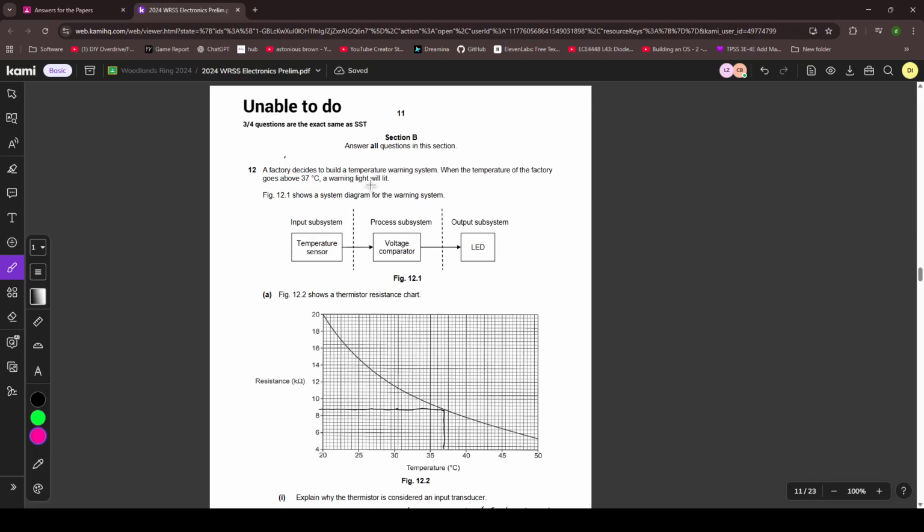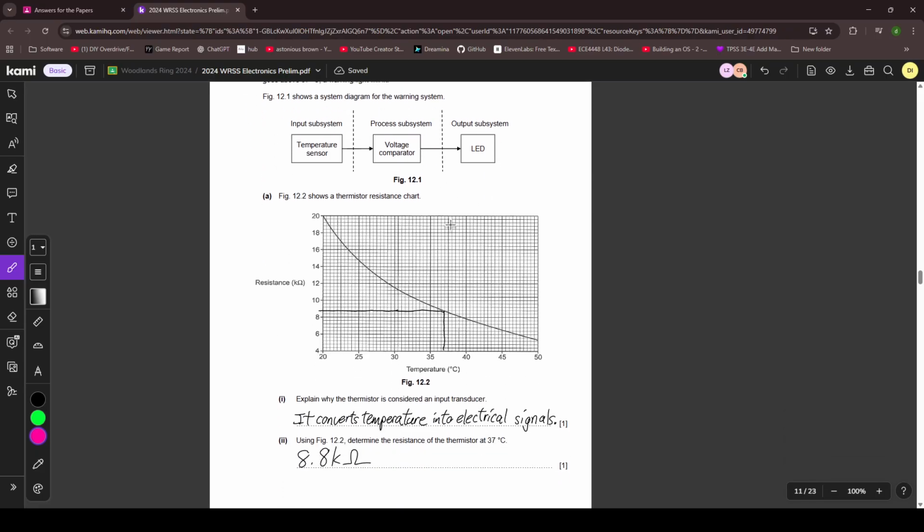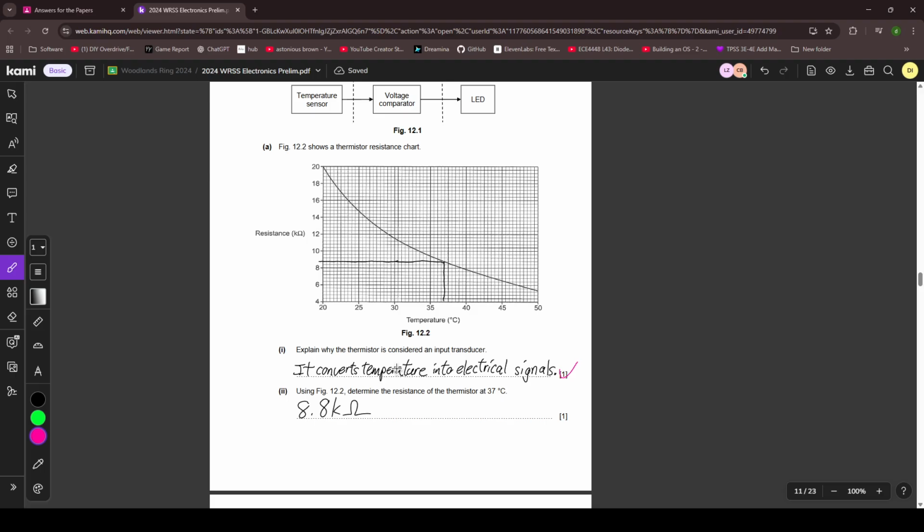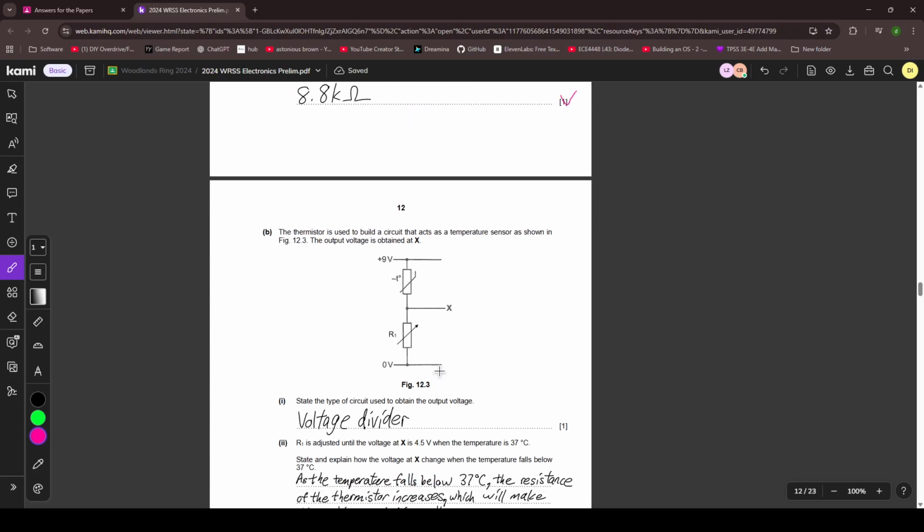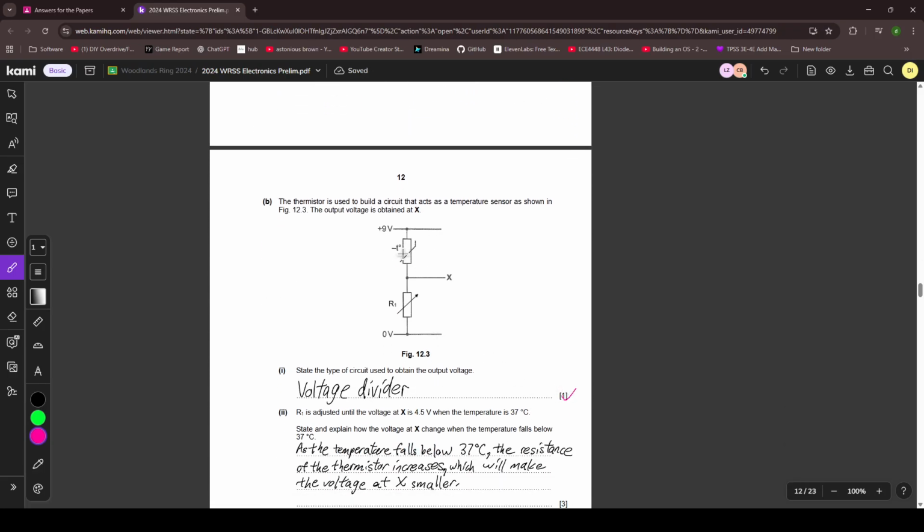A factory decides to build a temperature warning system. Oh yeah, this is hella familiar. Okay, yeah. I'll just mark this anyway. 37, 88, 8.8. Are you sure? Oh, you are. Oh no. This is a voltage divider, yeah.